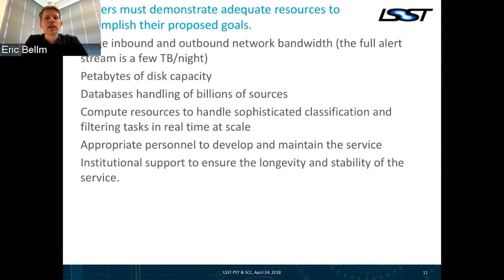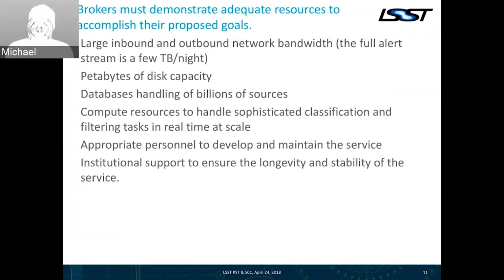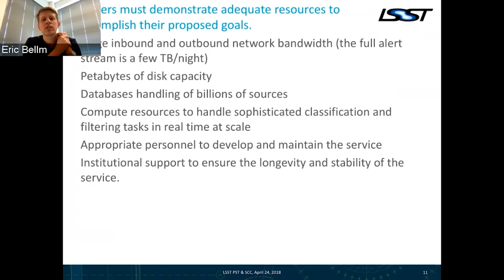All right, so as advertised, the major initial gate is demonstrating that the proposer has adequate technical resources to do what they're promising. So that means lots of network bandwidth, given the scale of the alert stream, lots of disk and database computing, but also certainly the personnel and institutional support you'd expect for an archive type data center. So this is really just trying to make sure that we're considering serious proposals, as you'd expect.